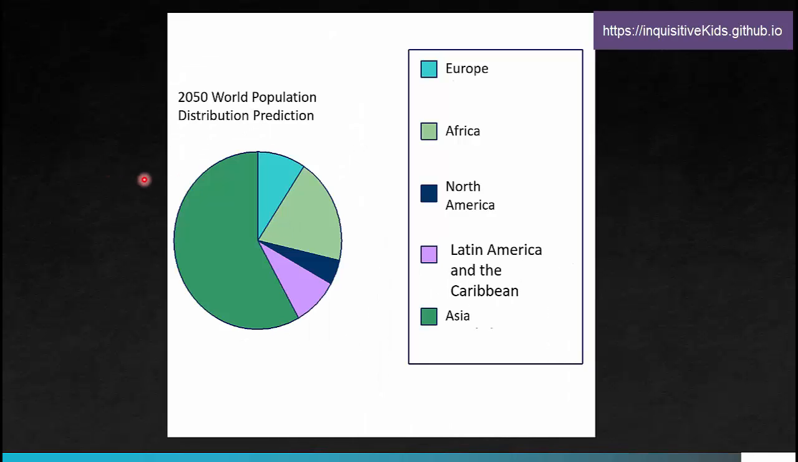This is another pie chart. Remember, the pie chart is known for representing percentages of the whole. And this dark blue navy area here is North America. The aqua colored is Europe. Pale green is Africa. Dark green is Asia. And Latin America and the Caribbean is lavender.